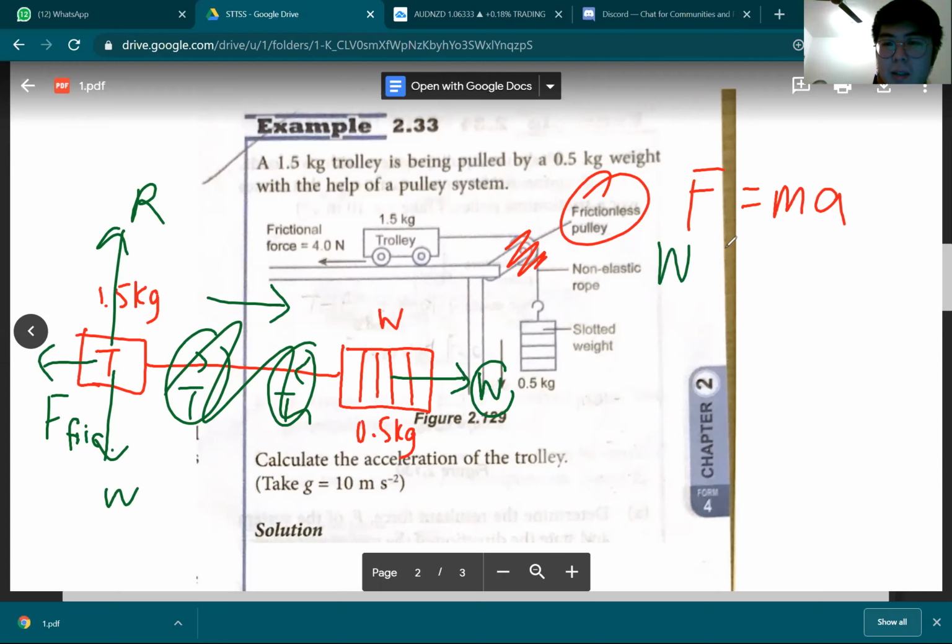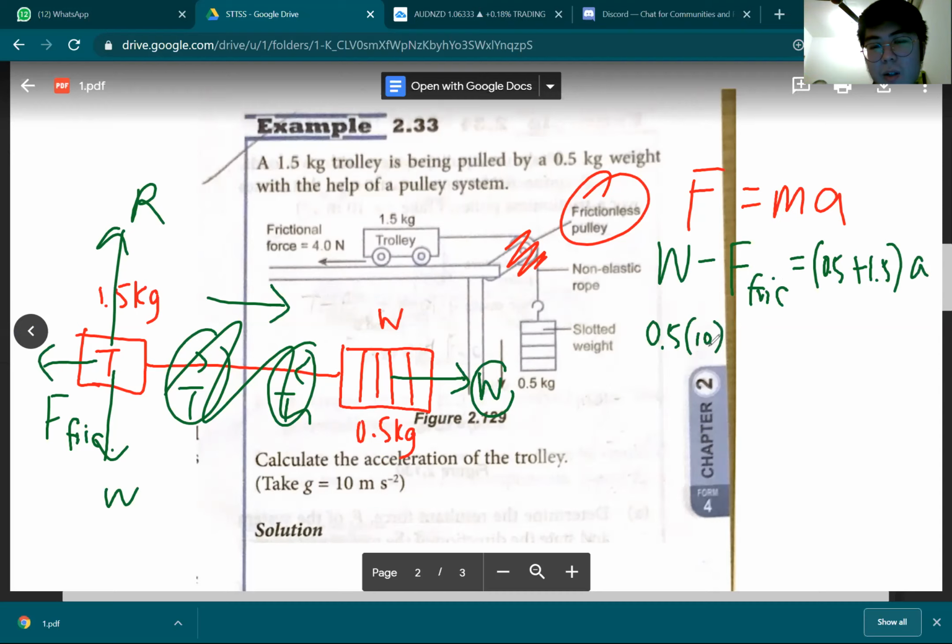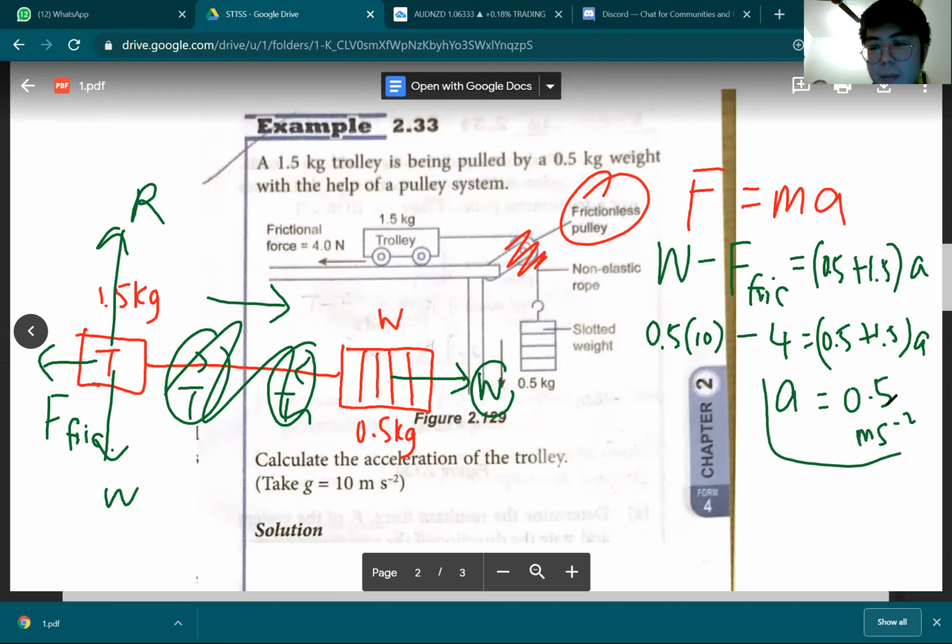So W minus the frictional force equals mass times acceleration. The mass is the total mass because you are considering the whole system, so it is 0.5 plus 1.5, and then acceleration. The weight is 0.5 times 10, which is only the weight of the slotted weight. Minus 4 equals 0.5 plus 1.5 times a. The final answer, you still get 0.5 m/s², the same answer.